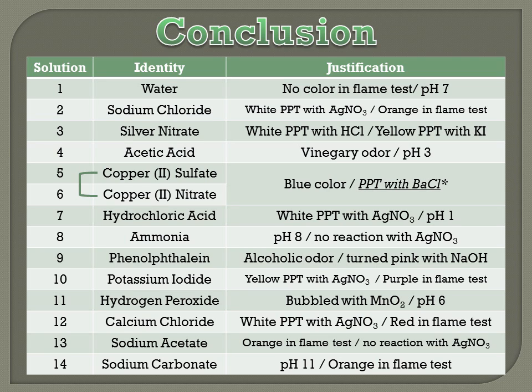The 3 sodium solutions were able to be differentiated because sodium chloride precipitated with silver nitrate and had a pH of 6. Sodium acetate also had a pH of 6, but did not form a precipitate with silver nitrate. Sodium carbonate also had a significantly more basic pH of 11.